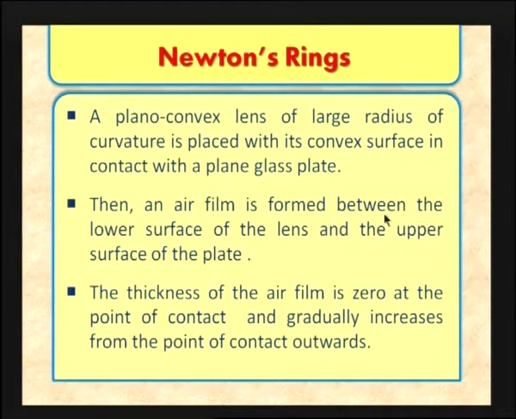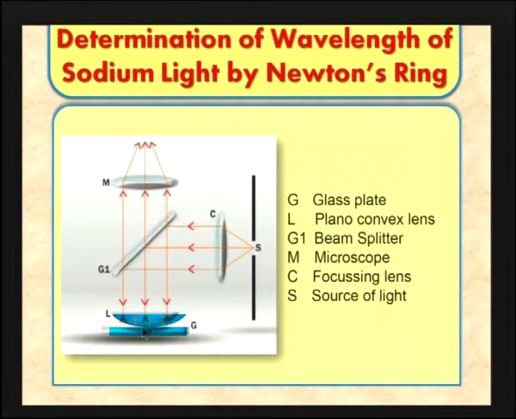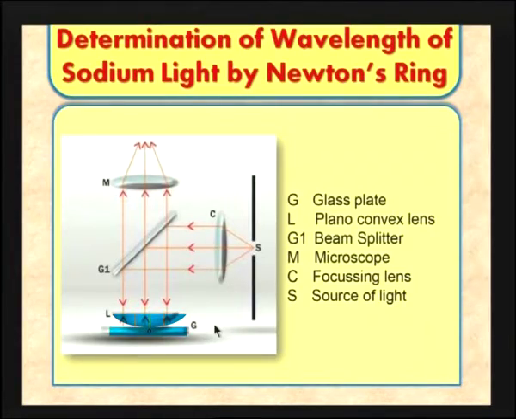Air film is formed between the lower surface of the lens and the upper surface of the plate, as I mentioned just now. The thickness of the film is 0 at a point, which is important, and gradually it increases from the point of contact outwards. I will repeat it again: at this point it is 0, because the lens sits exactly on the glass plate, but thereafter the film thickness gradually increases.